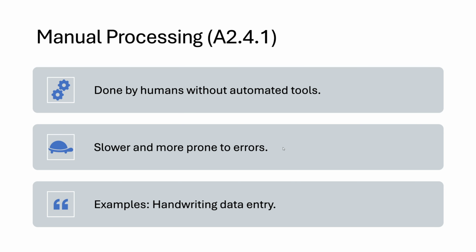So manual processing is done by humans without automated tools. So someone will have to sit there and manually do things time and time again. It is typically slower and more prone to errors because humans make mistakes. When someone is tired, they make more mistakes. Examples: handwriting, data entry. So if I had to handwrite everything I had to put into a computer, then I would make a lot more errors than if the computer was listening or monitoring and putting that data in itself.